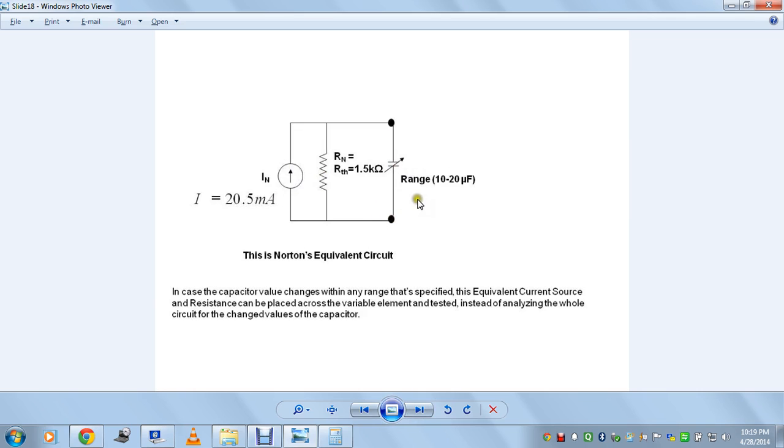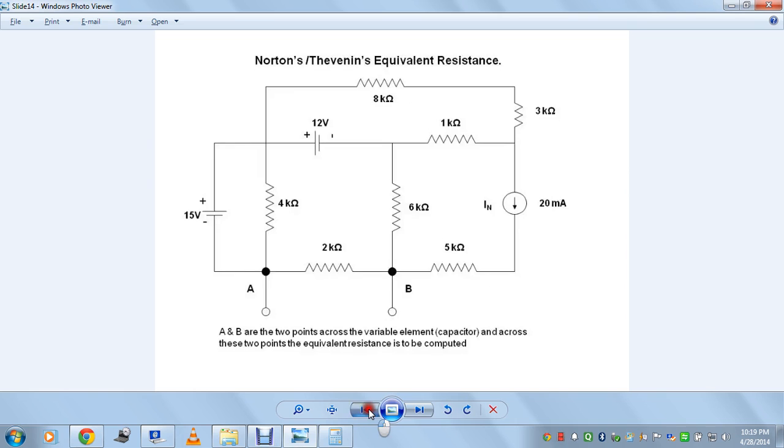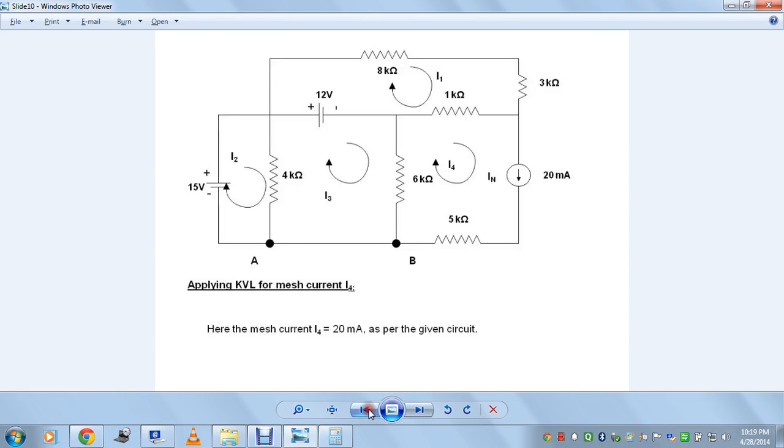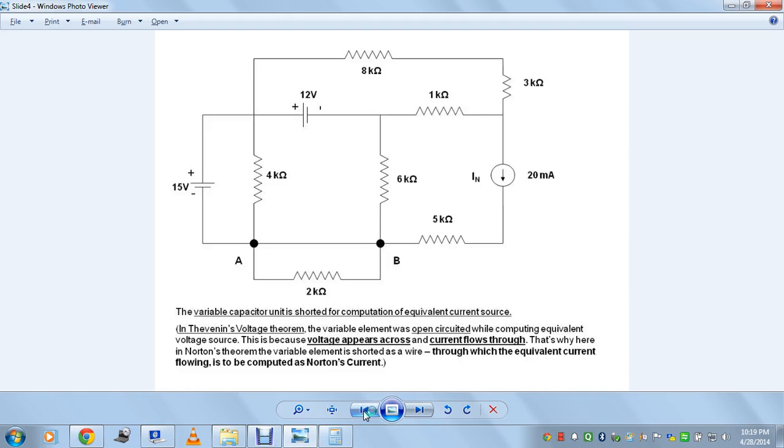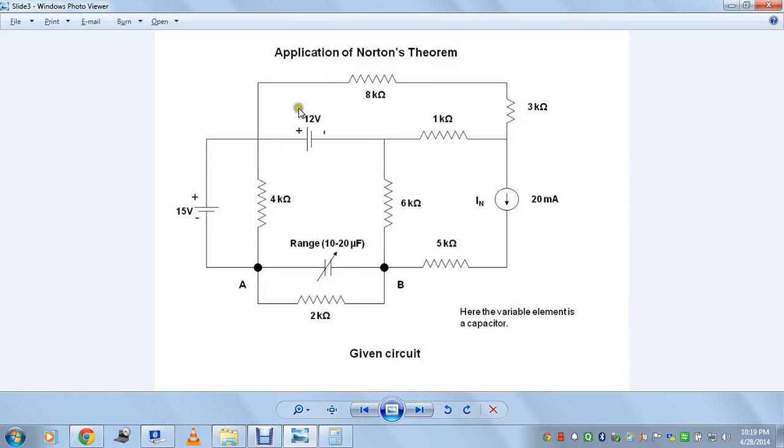Doesn't matter how many times you change the value of the variable element, which is the capacitor here, you don't have to go back to the entire circuit, which was way back here when I explained the entire circuit, which looked something like this one. This was the entire circuit. Now in this circuit, the variable element was this. Each and every time, we need not conduct the mesh analysis or the node analysis to find the branch currents or the voltage drops across different elements.